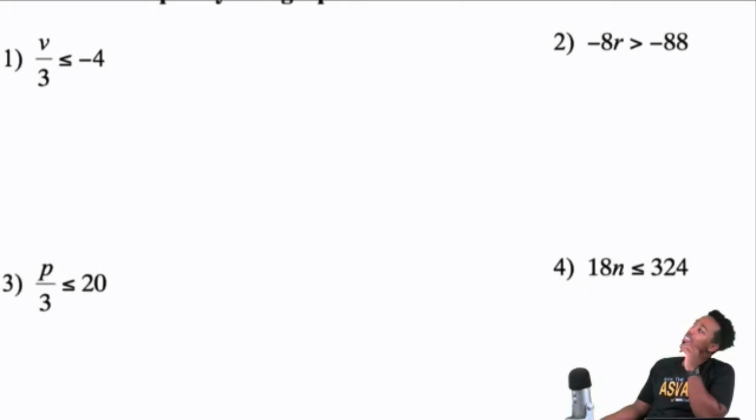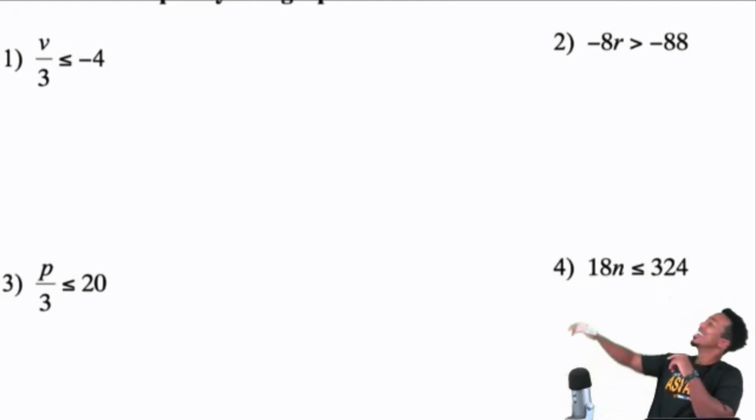So let's take a look at number 1 over there at the top left corner. We got V divided by 3 is less than or equal to -4. So everybody, Karen, no worries. I got you. So let's take a look here. The first problem, I'm going to highlight it.